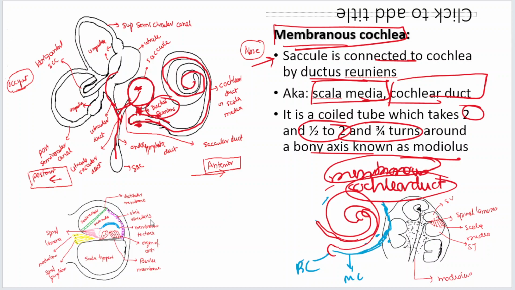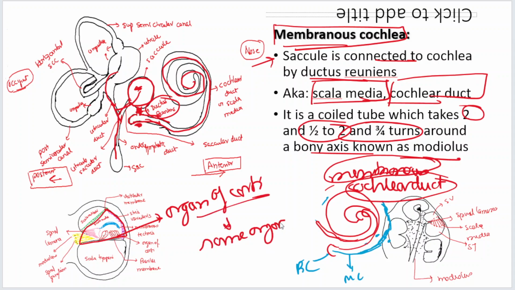Now, why is this so important? Because the membranous cochlea is what houses the organ of Corti. This is the organ of Corti. What is the organ of Corti? The organ of Corti is the sense organ of hearing.